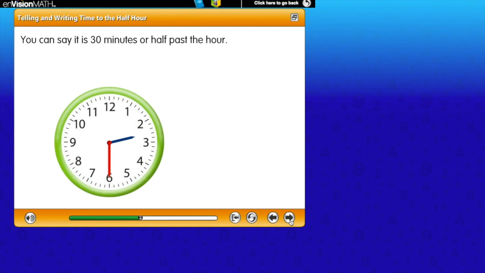All right, so this is now just a new word that we're adding into our vocabulary for math, and that is when it is not exactly a new hour, right? But it's in between, halfway through. So we can say that it is 30 minutes or half past the hour, meaning that that minute hand has gone in a half a circle around the clock.